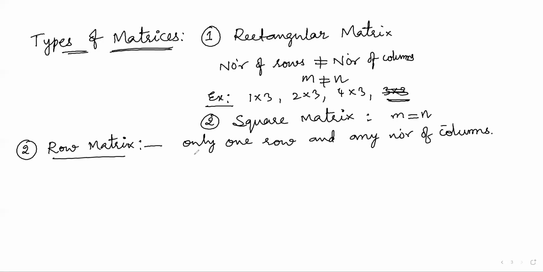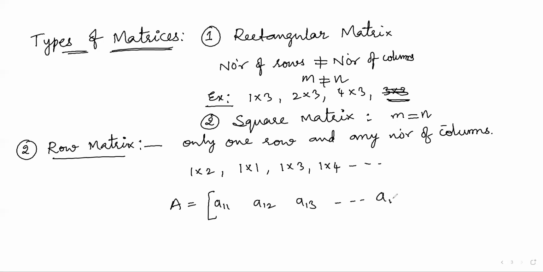Here, a row matrix has only one row and any number of columns. That means 1 by 2, 1 by 1 also, 1 by 3, 1 by 4, and so on. Generally, how do we write this matrix? We write it like this: a11, a12, a13, and so on up to a1n. This is only one row and n columns, a 1 by n matrix. So this is a row matrix.